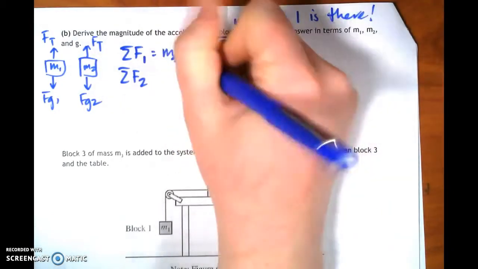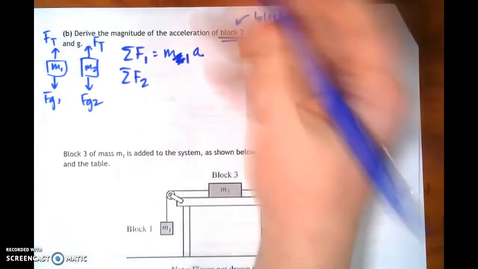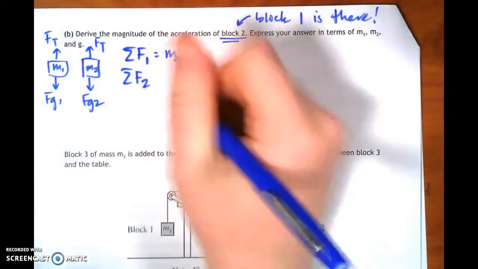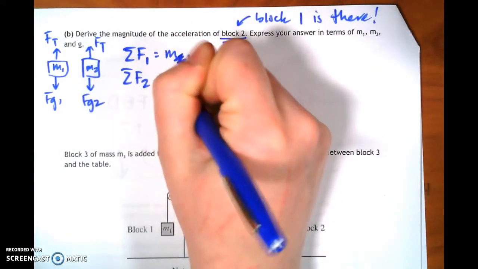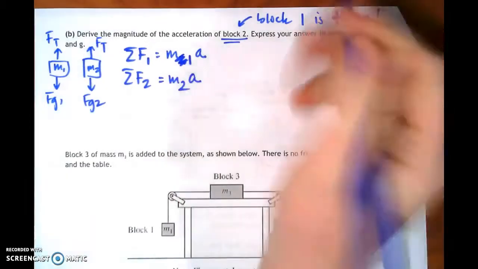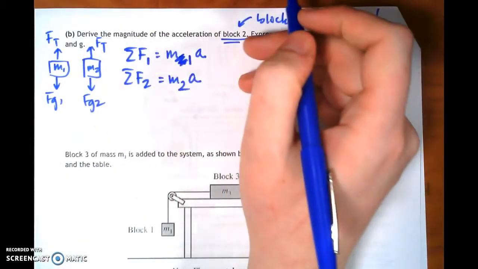Mass 1 times the acceleration of the whole system. This whole system is going to accelerate the same because it's connected by a string. Mass 2 times the acceleration of the system, right? That's what the net force will be equal to.